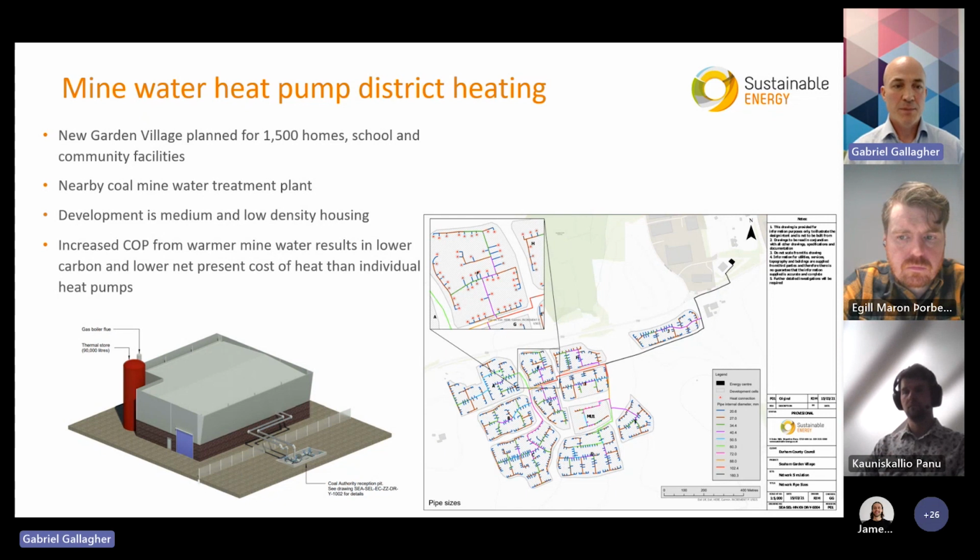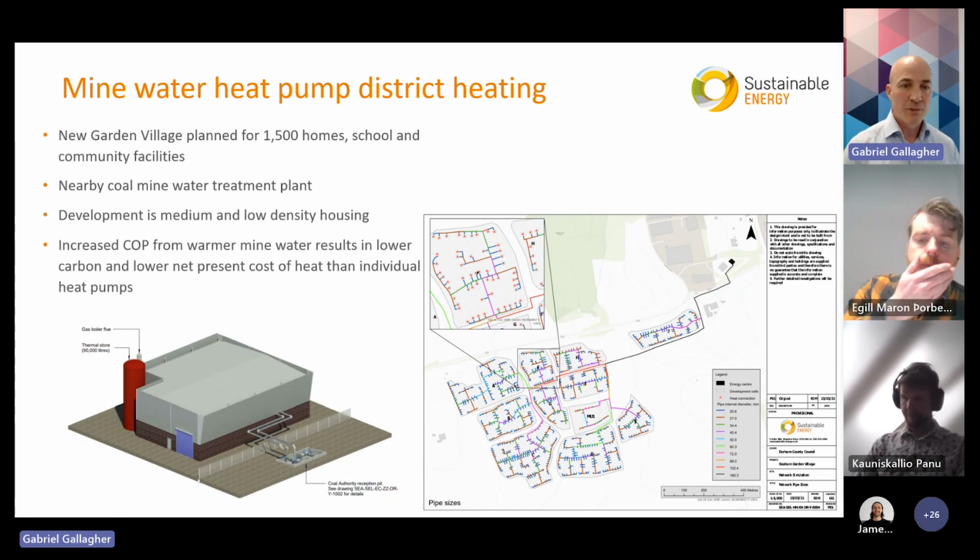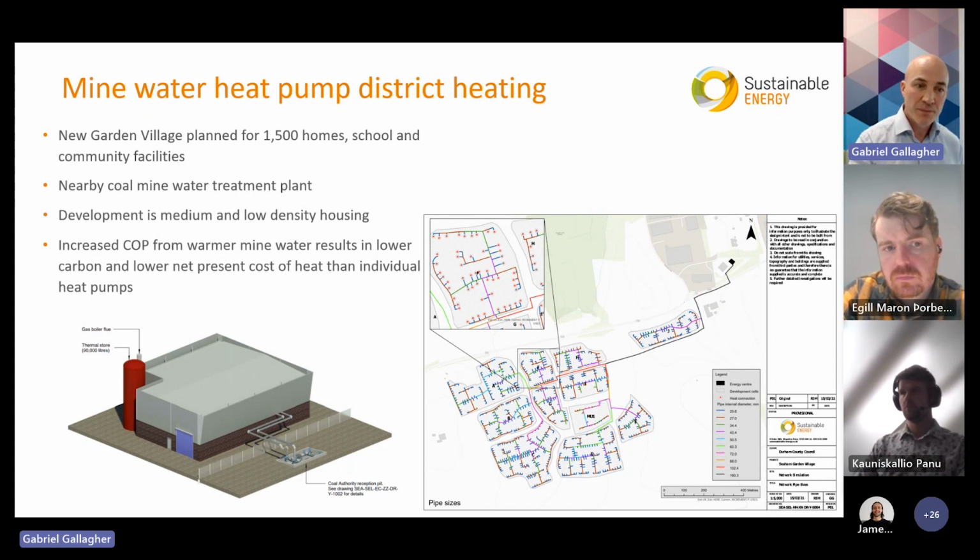And even though the feasibility set out that it's quite low or medium density housing and buildings in this area, what we were able to determine was the higher COP from that warmer mine water source basically created a carbon and cost case for a small heat network supplied from the mine water workings, compared against the counterfactual, or the alternative, which was individual air source heat pumps. So this is a project that's in the final stages of procurement and shortly, hopefully, into construction, but just another example of different approaches to heat networks in the UK.